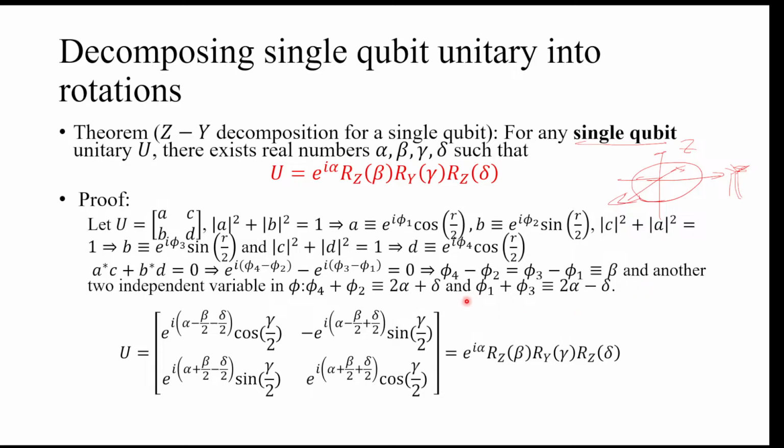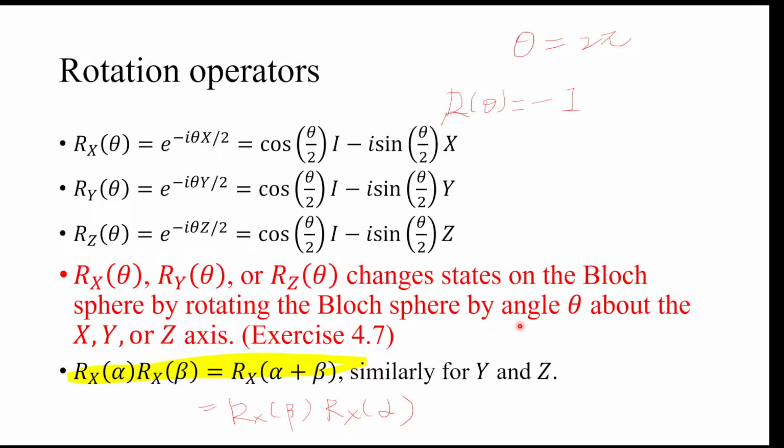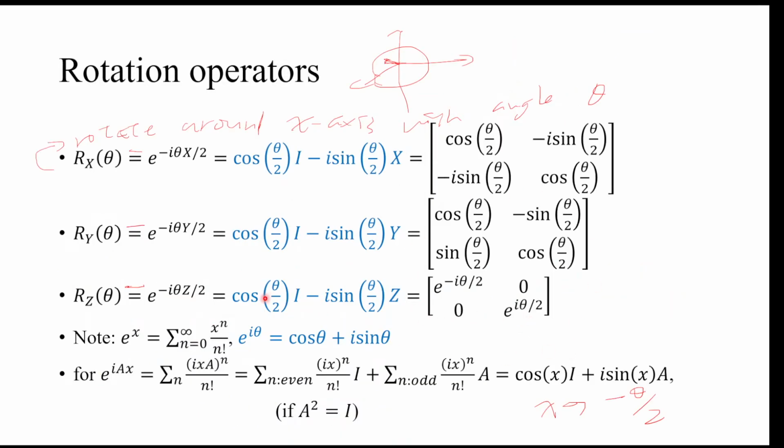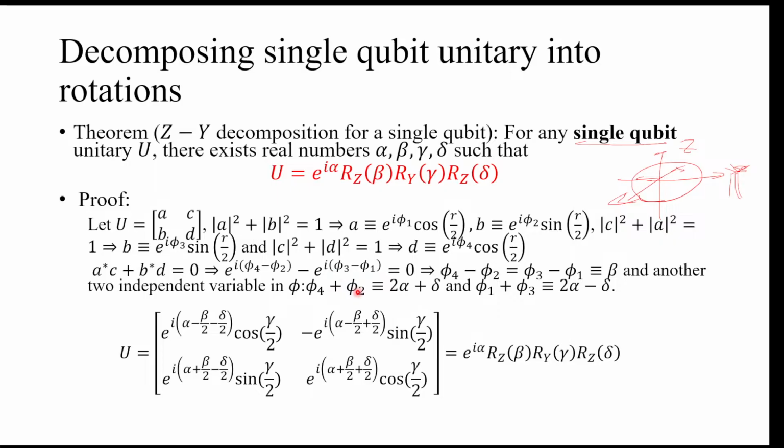Maybe it's easier to say this the other way around. You can just calculate using Rz, Ry, Rz with some angles beta, gamma, delta. We already know what Ry and Rz are, so you can put your beta, gamma, delta in and do the calculation. You will get this matrix, and also this extra e to the i alpha.